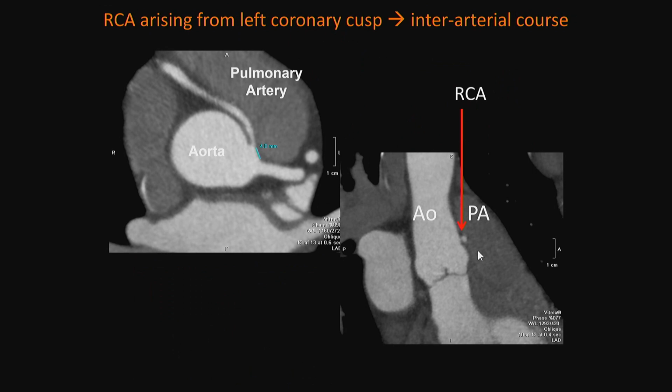The more concerning variants are when you have a vessel that runs in between the great arteries. This is known as an interarterial course. In this particular example here, we can see a right coronary artery that arises from the left cusp and traverses between the pulmonary artery and the aorta. When we look on short axis imaging, we can see this oval-like projection of the right coronary artery. When this is accentuated, sometimes we would describe this as a slit-like orifice, and this is a higher risk subtype because there's a potential for compression between the great vessels.